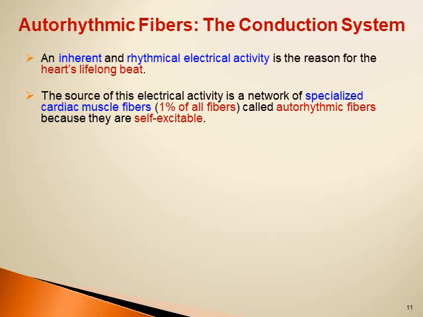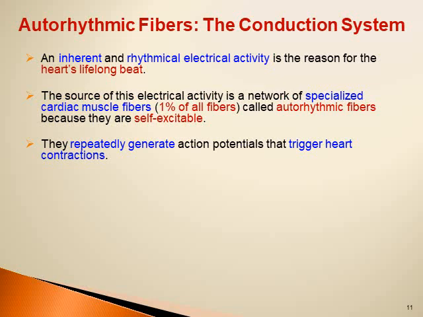These specialized cells are called the autorhythmic fibers because they are self-excitable. They can generate action potential without any external stimuli. They repeatedly generate action potentials that trigger heart contractions. So the heart can contract even without the effect of the autonomic nervous system.